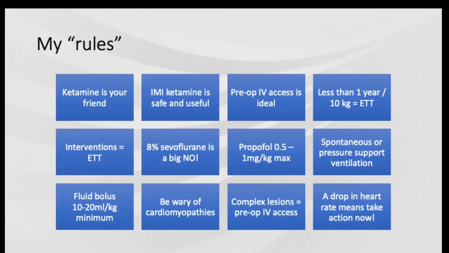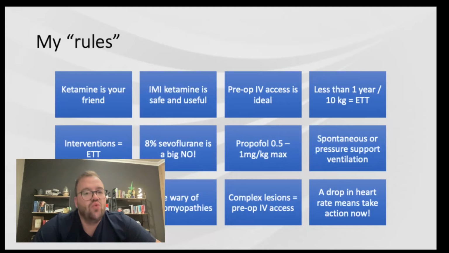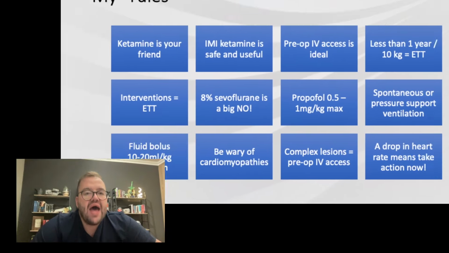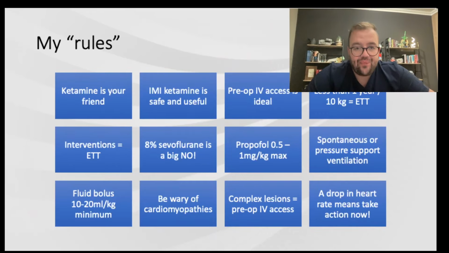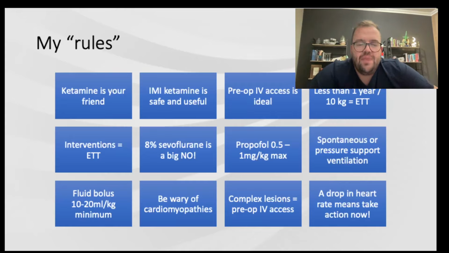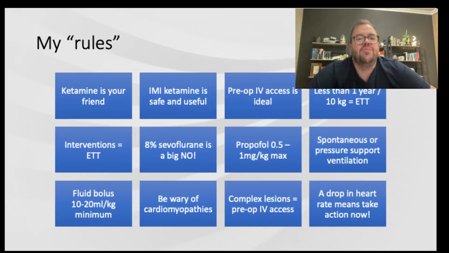Now, for these cases, my general rule is that I use an LMA for all diagnostic procedures in children who are more than 10 kilos or who don't have an issue with their airways. For everybody else, I use an ET tube, so for all interventional procedures. And if the child has a difficult airway, if it's going to be a very long procedure, or less than 10 kilos, I put in an ET tube.